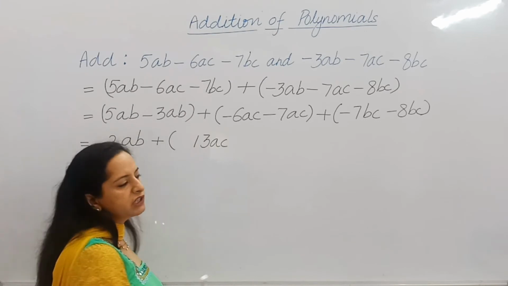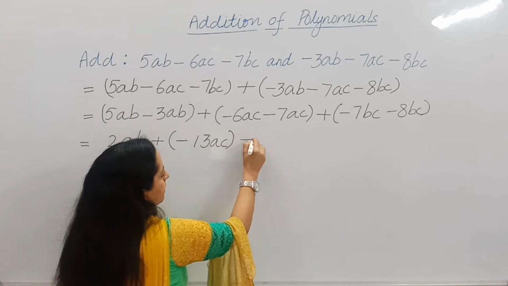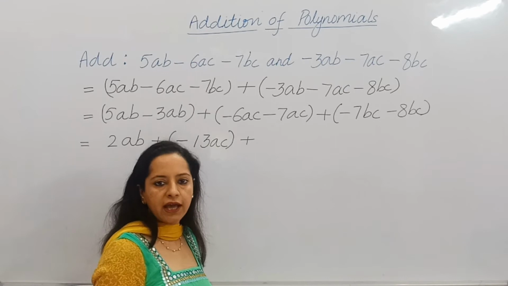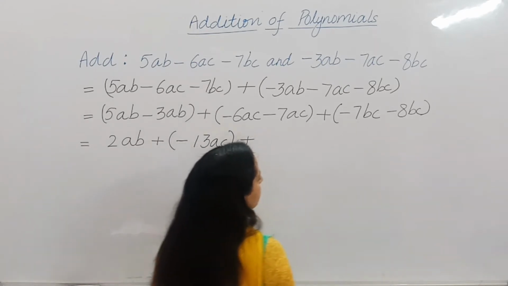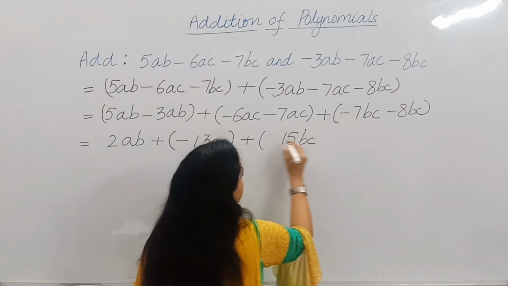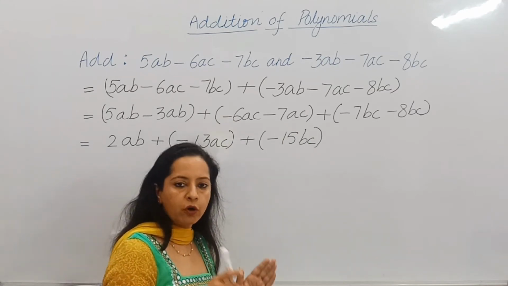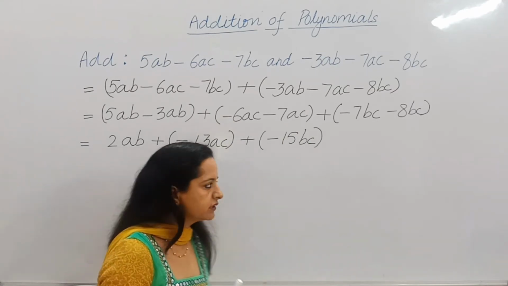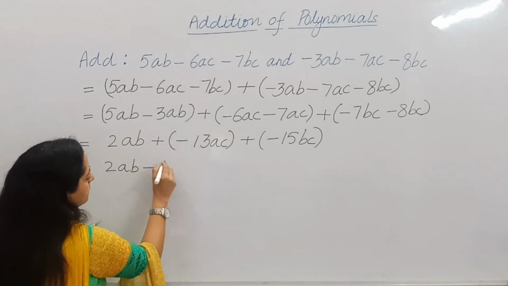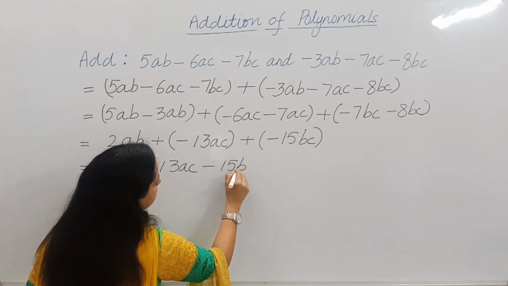But since both the terms are negative, we write the common minus sign. Plus, again in this one, both are negative. Same sign we add. 7 and 8 is 15. So I am writing 15bc. Again, since both are negative, the sign will be negative. So same sign we add and we write the common sign, whether it is positive or negative. Now 2ab plus into minus, minus 13ac, and plus into minus is minus, so minus 15bc.